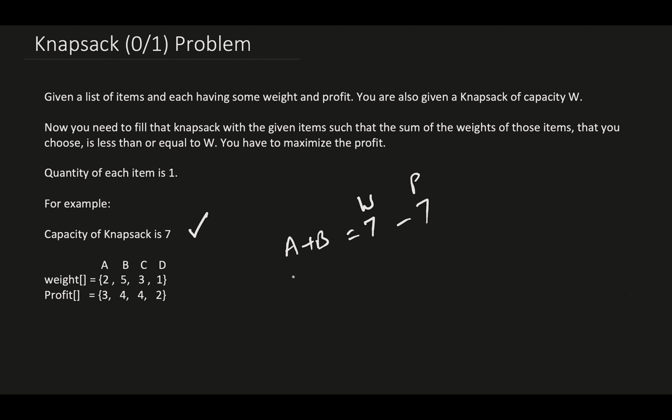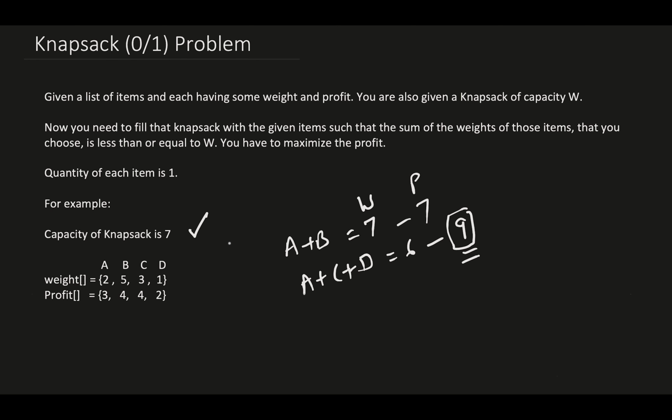And if you choose A plus C plus D, then the weight will be 2 plus 3, 5, plus 1, 6, and the profit will be 3 plus 4, 7, plus 2, 9. So this is the profit that you have. So now you need to figure out that combination which will maximize your profit. Also you need to figure out the maximum profit. So this is the problem statement.